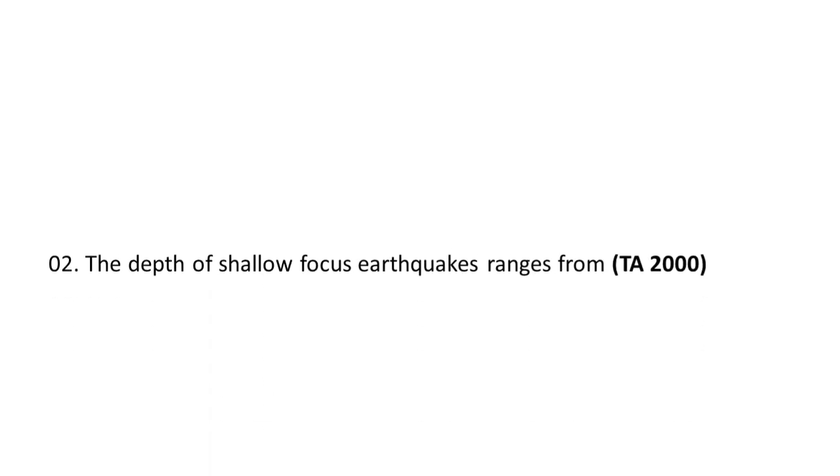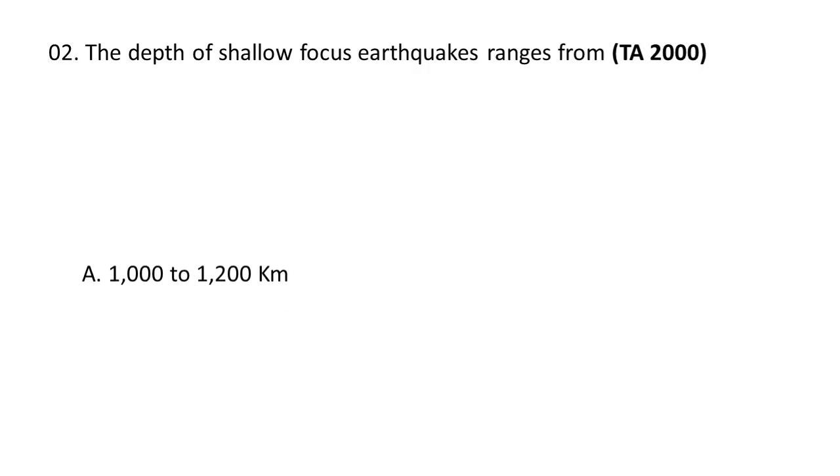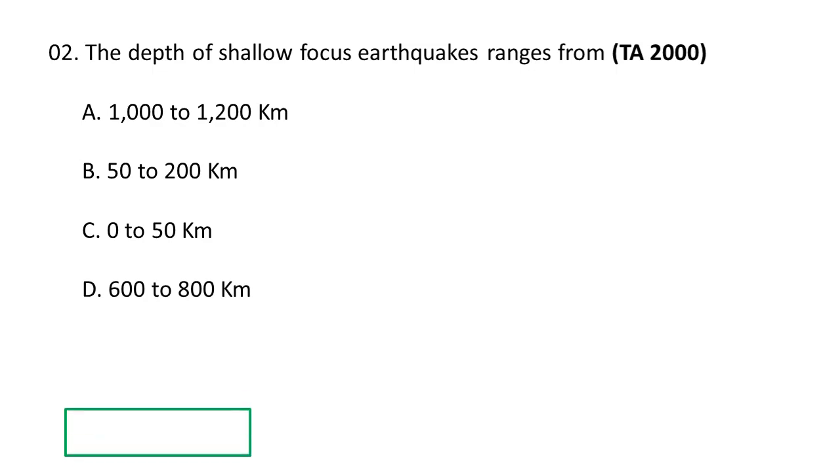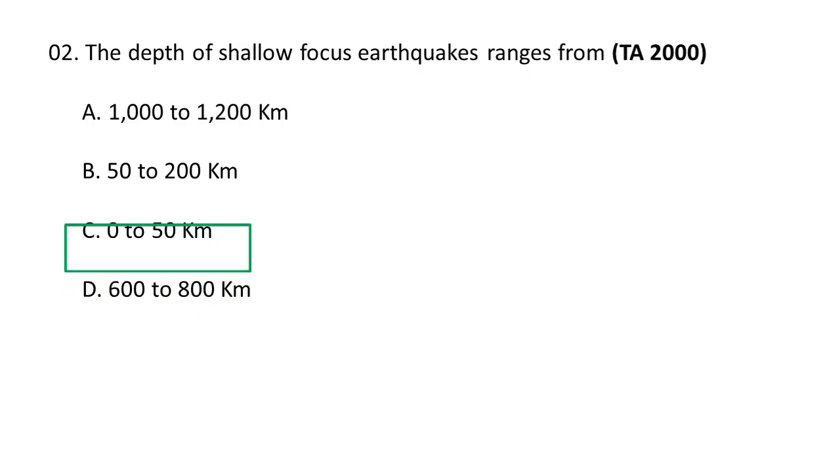Next question. The depth of shallow focus earthquakes ranges from A. 1000 to 1200 kilometers, B. 50 to 200 kilometers, C. 0 to 50 kilometers, and D. 600 to 800 kilometers. The depth of shallow focus earthquakes ranges from 0 to 50 kilometers.